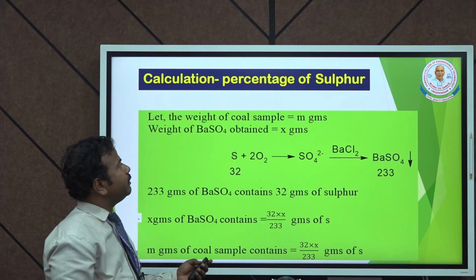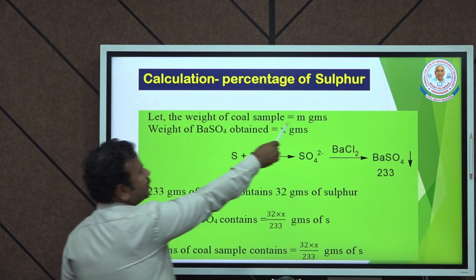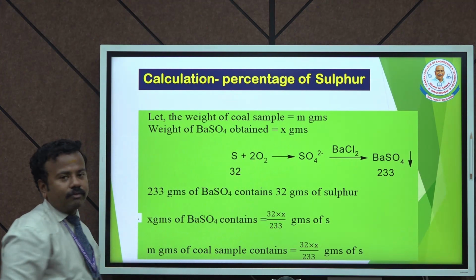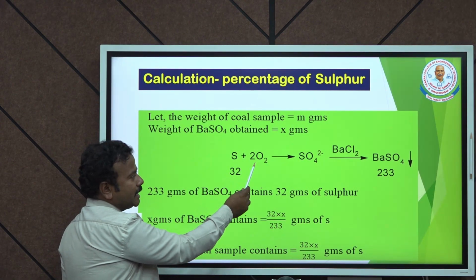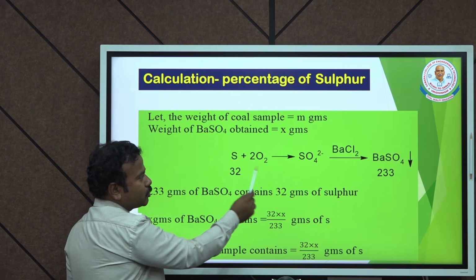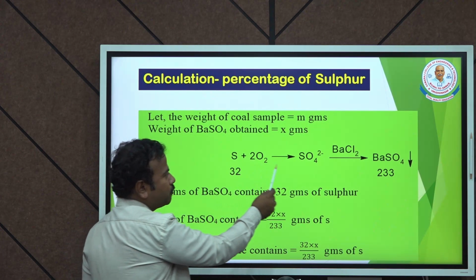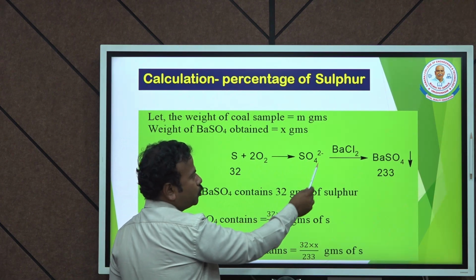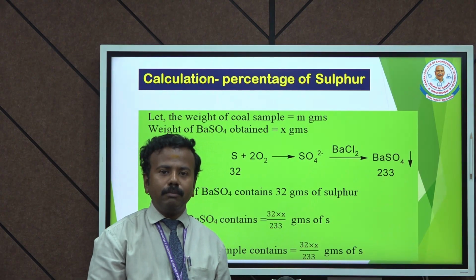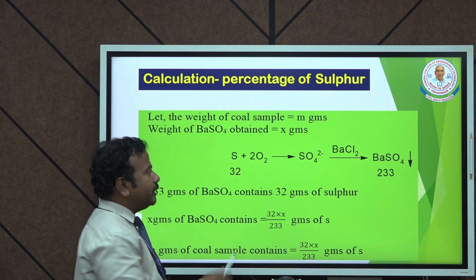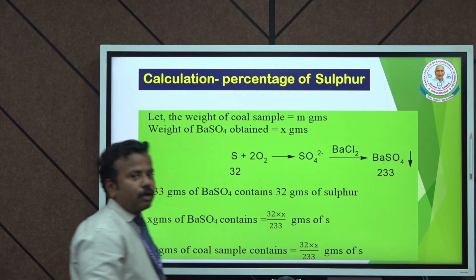For the calculation, the weight of the coal sample is m grams and the weight of the barium sulfate is x grams. By the combustion method, sulfur reacts with oxygen to form sulfate, SO4 2-. Then the water extract is treated with barium chloride. The barium chloride reacts with the sulfate to form barium sulfate as a white precipitate.